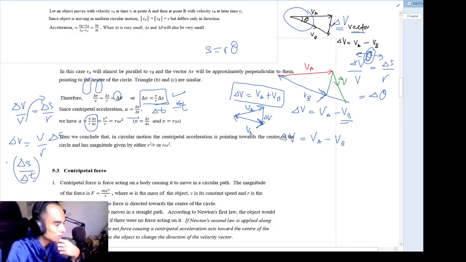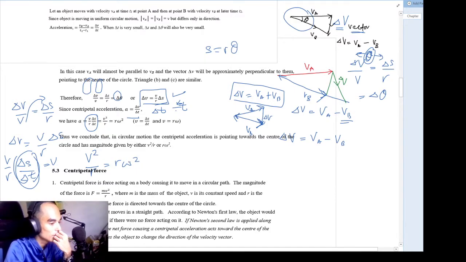So V over R is left, with V over R, and S over T is V actually, right? The whole thing here is V. So V squared over R equals R omega squared. Or we can use V over R. So the expression is V squared over R.